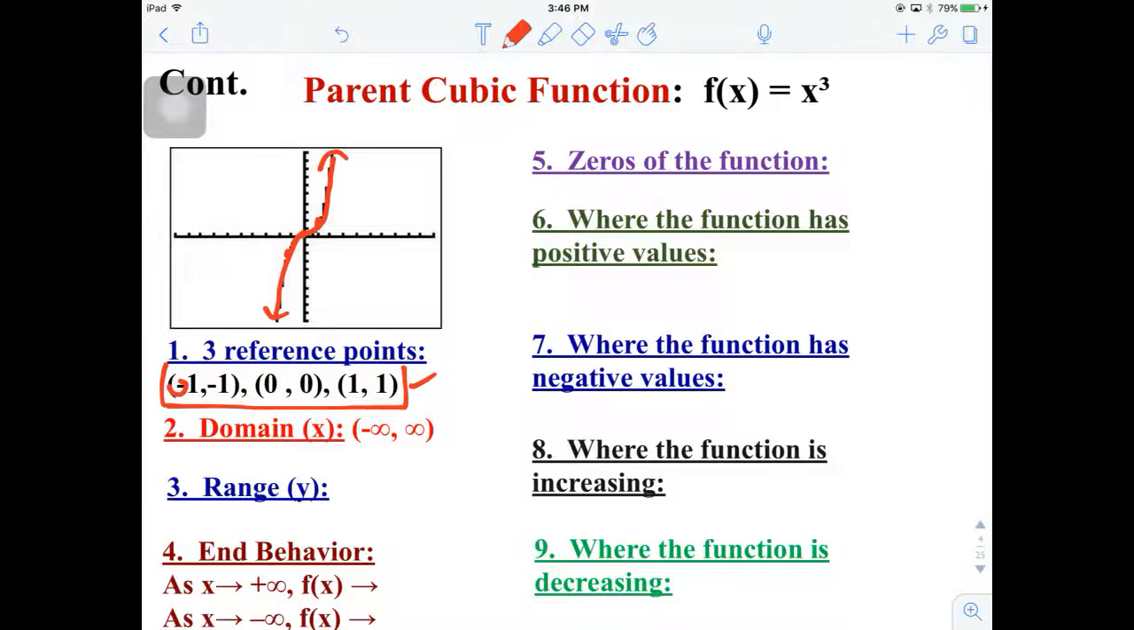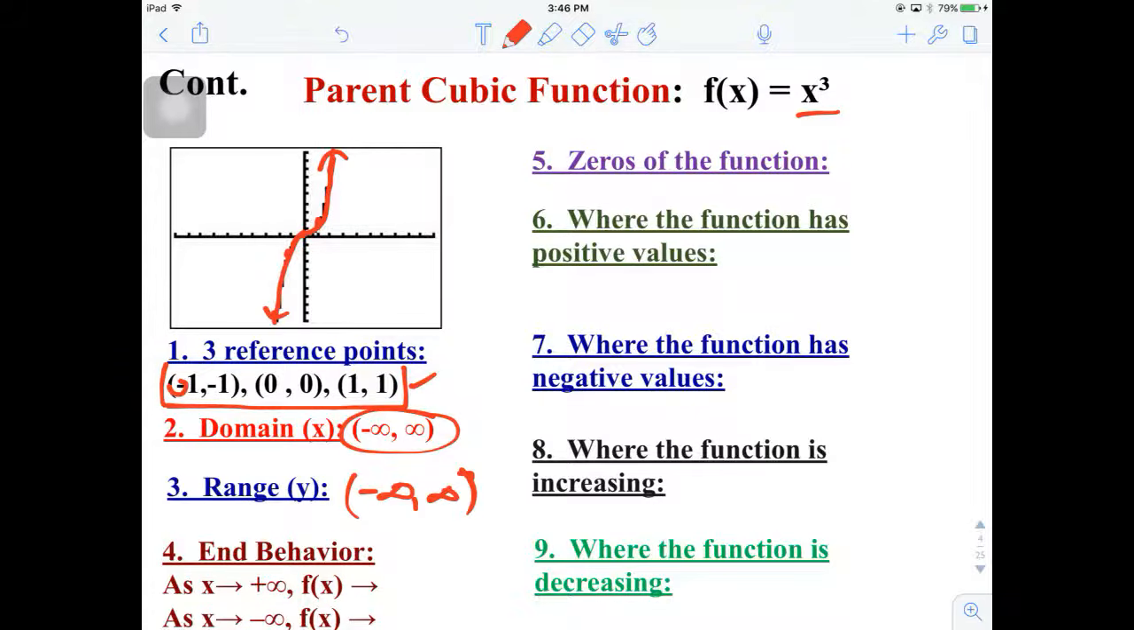The domain, as you can see, means the graph extends both ways, to the left and to the right, infinitely. That's why the domain is all reals. Let's remember that the domain for the cubic function is always all reals. And the range, as you can see, still goes up and down infinitely, so the range is also all reals. Same thing as the domain. So domain and range are all reals.